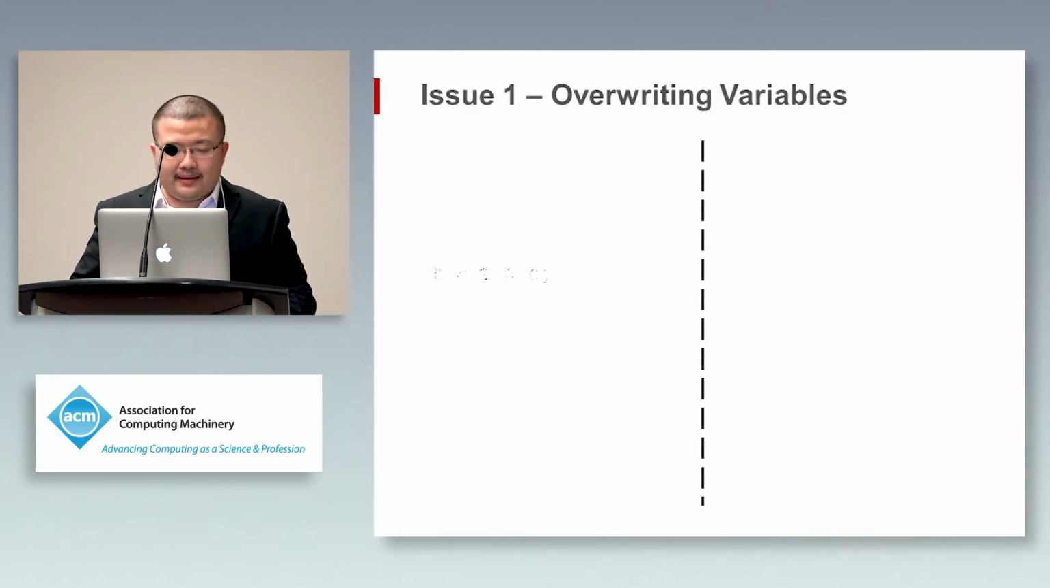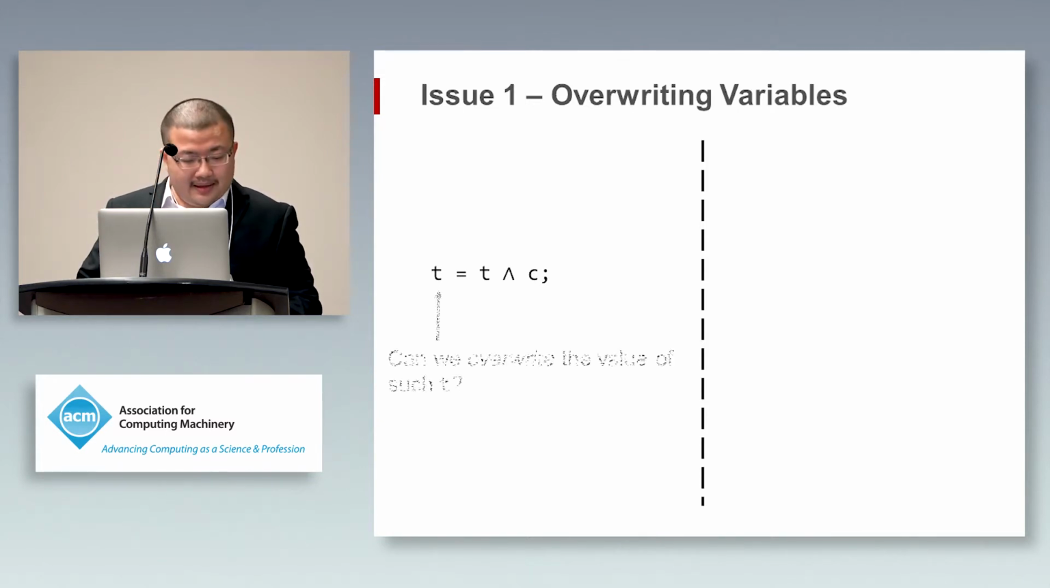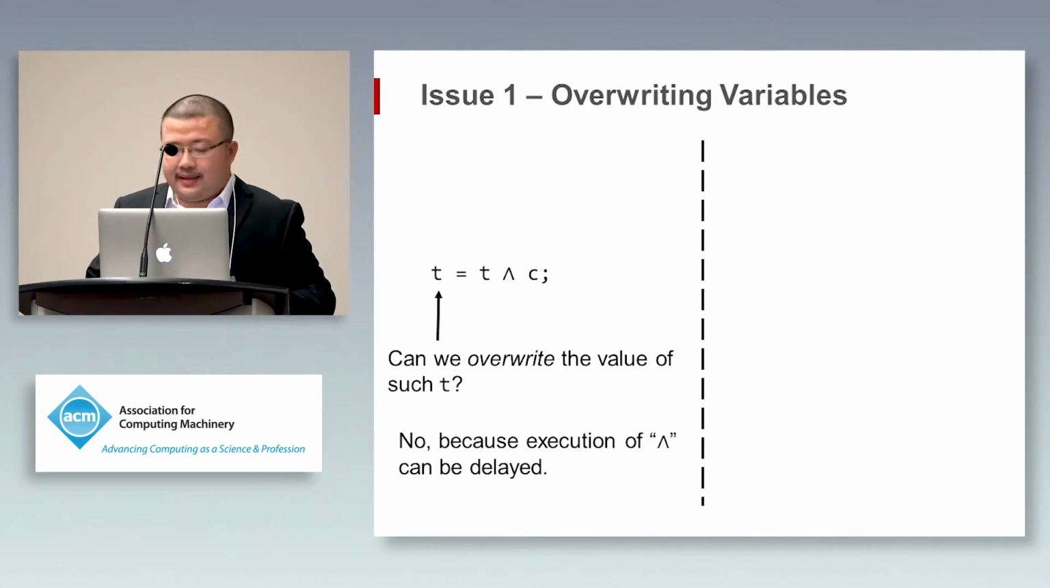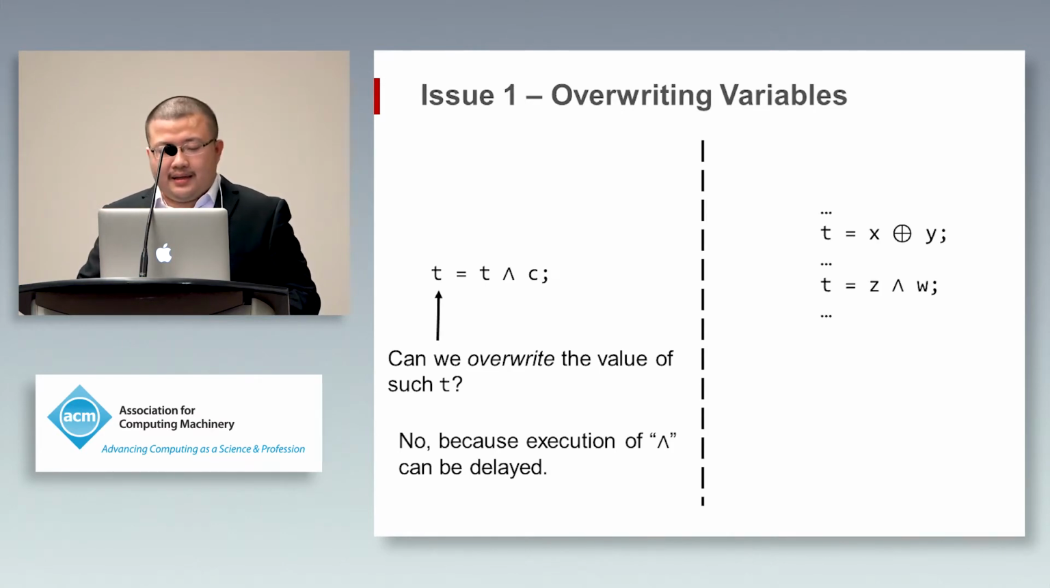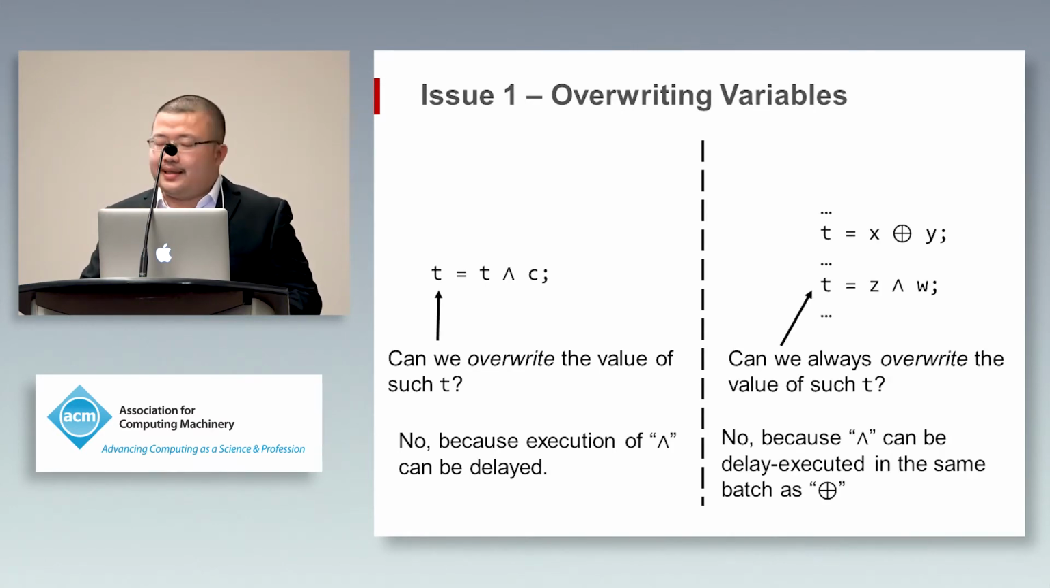First is overwriting. Let's see some examples. Can we overwrite the value of this t? No, because the execution of this AND gate is delayed. Similarly, can we always overwrite the old value of this t? The answer is still no, because this AND gate and the XOR gate could be packed in the same batch, so we cannot do overwriting.